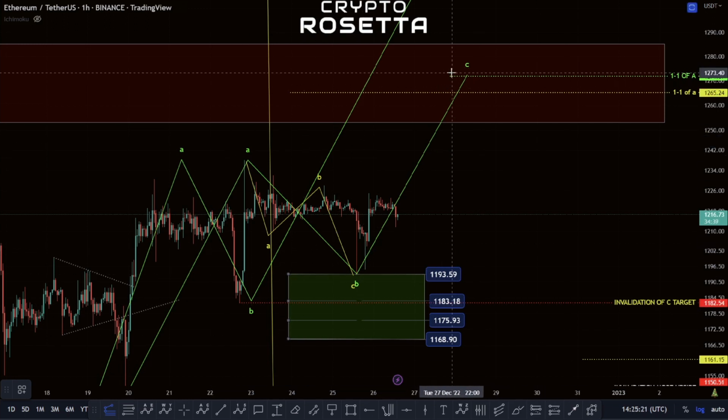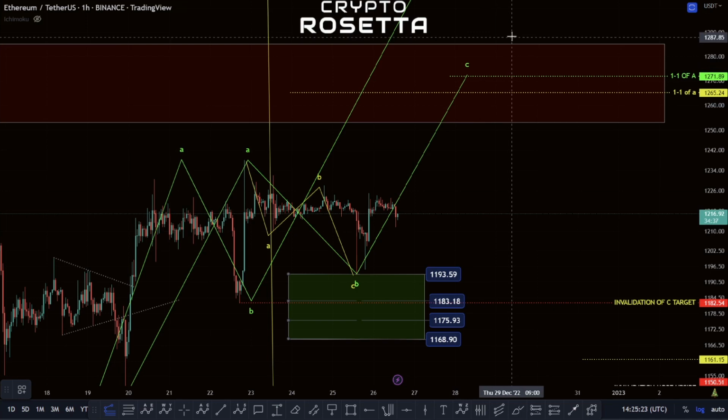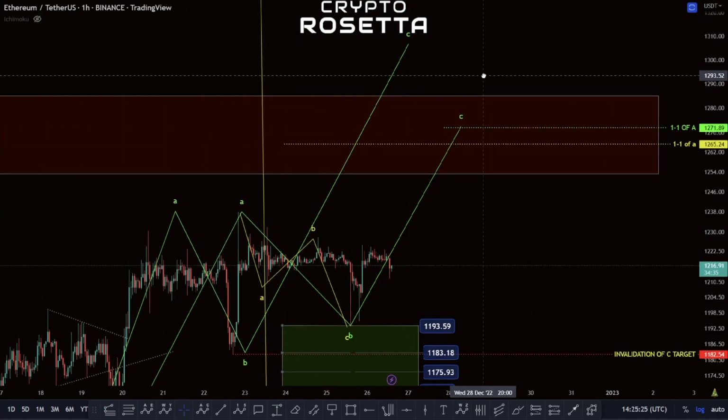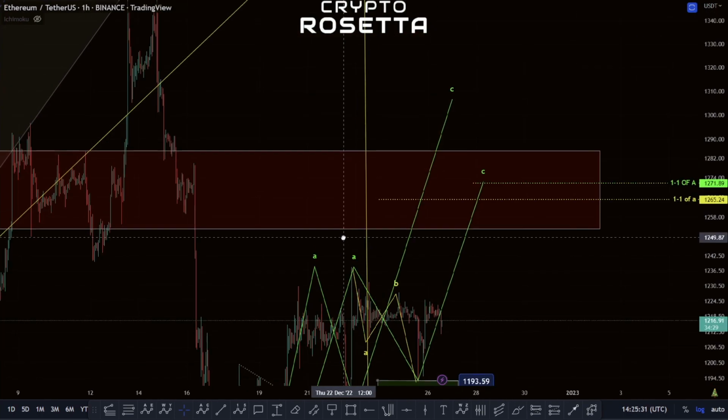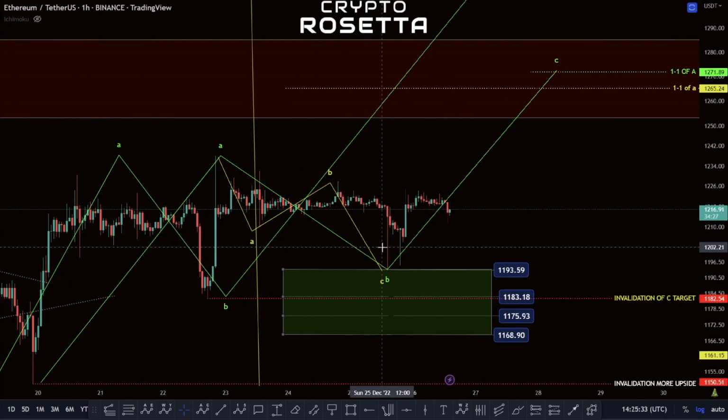Whereas this one would look to have that additional fourth and fifth wave to the upside and look to target higher up here at the one-to-one, being this 1306 zone. So we just need to bear in mind there's a few options available, and these are what we're tracking.